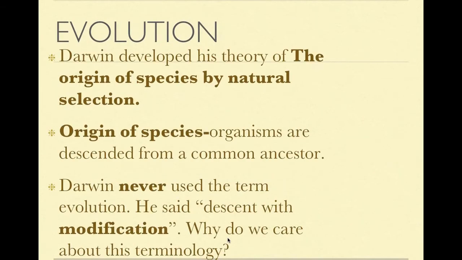But eventually his theory was developed and it was called the origin of species by natural selection. Origin of species is this idea that organisms are all descended from one common ancestor. Now, we don't know what that ancestor was. This is one of those challenging parts of the theory. We can never get back to that one ancestor. But Darwin never actually used the term evolution. He said descent with modification.